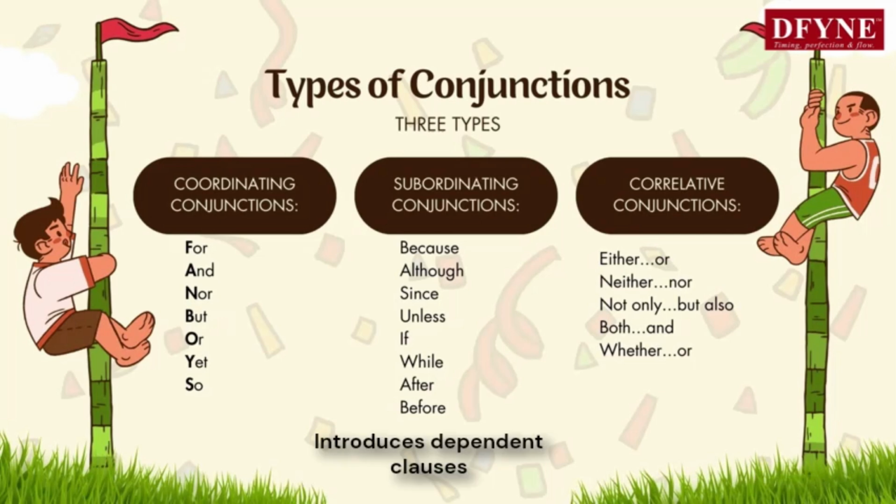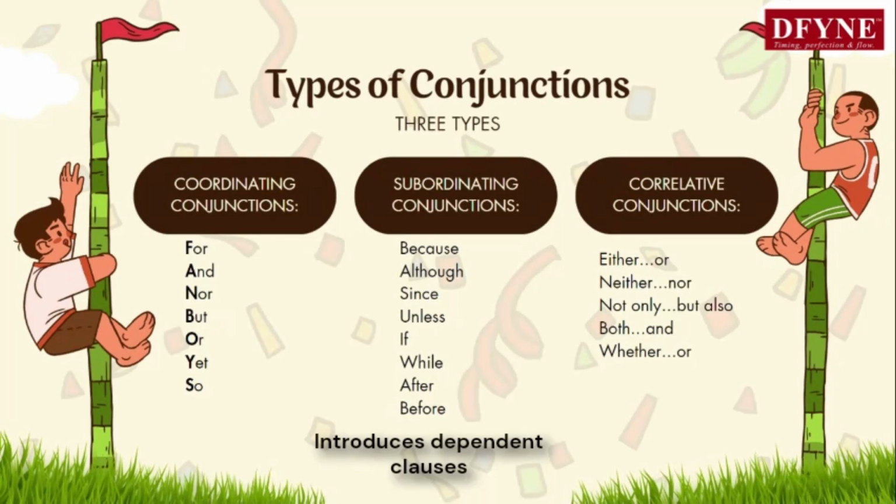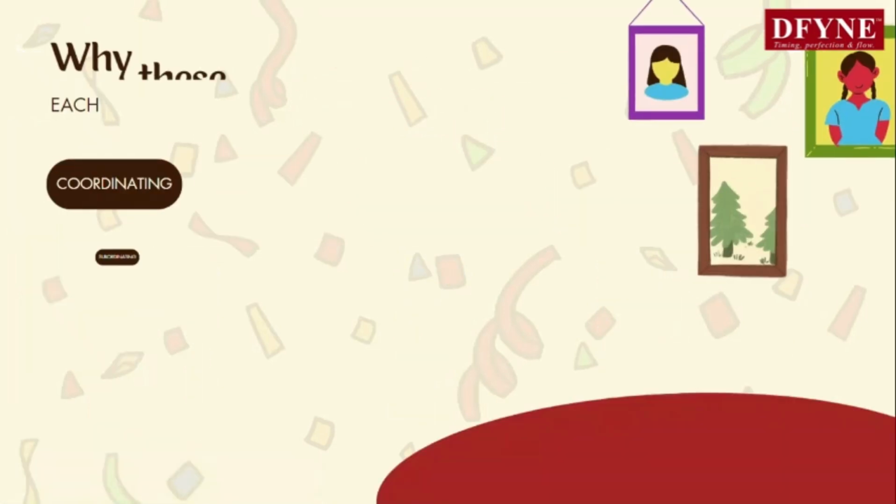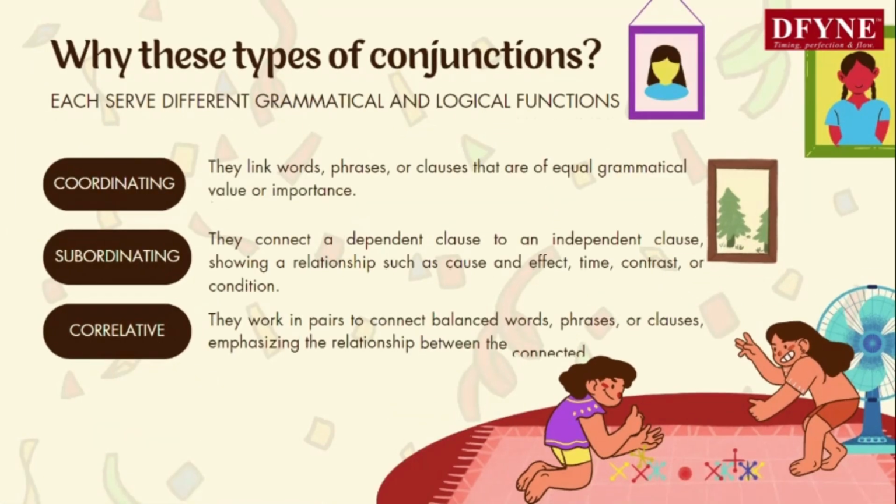Subordinate conjunctions introduce dependent clauses. They show the relationship between the dependent clause and the main clause in any sentence. Conjunctions are essential in creating complex and compound sentences.